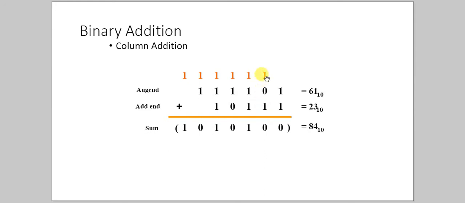So 1 plus 1 is again 1 0, which is 0, and 1 is carried. Now this time 1 plus 1 is 1 0, and 1 0 plus 1 is 1 1. So we have 1 as the sum, and 1 is carried. Similarly, 1 plus 1 is 1 0, 0 is over here, and 1 is carried. Again 1 plus 1 is 1 0, 0 is here, and 1 is carried. So the sum is now 1 0 1 0 1 0 0, which is 84 to the base 10. You can convert it from binary to decimal and you will find these numbers.